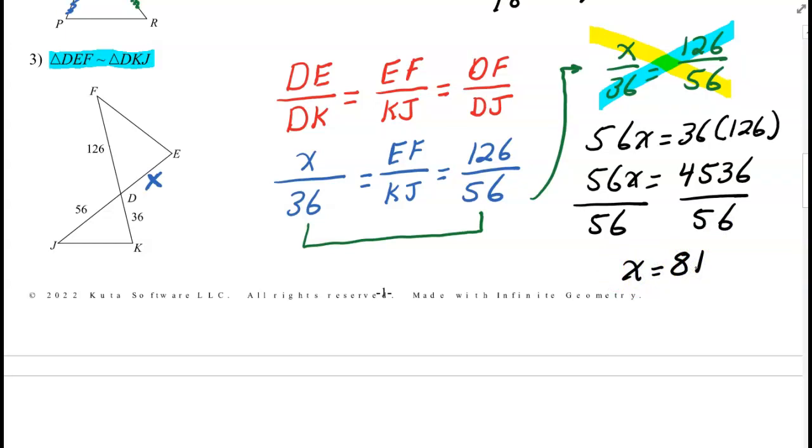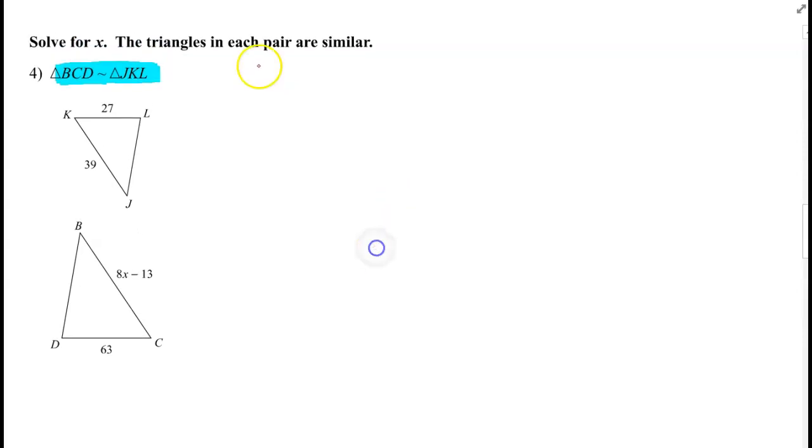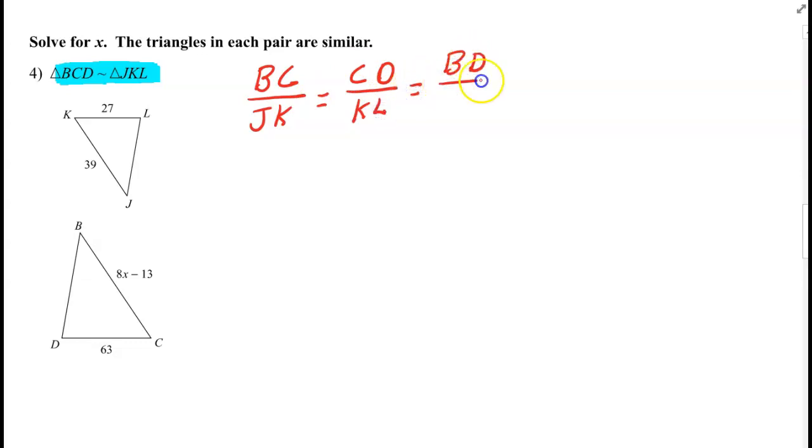So let's turn the paper over and we'll take notes on the next example. In example 4, again, it says the triangles are similar, and I'm going to highlight that similarity sentence, and I'm going to write the proportions. So first two letters over first two letters, so BC over JK, that's equal to CD over KL, the second two letters over second two letters, which equals BD over JL, the outside letters over the outside letters.